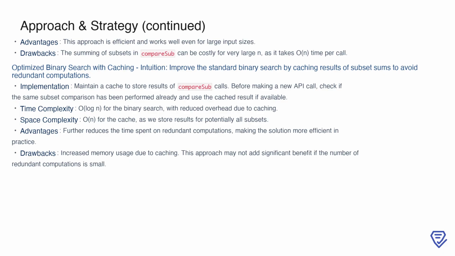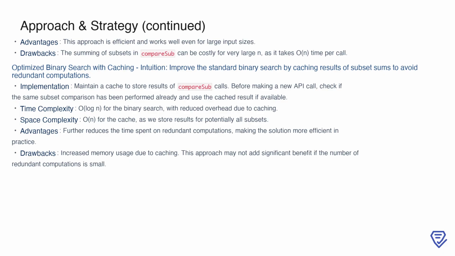The time complexity of this approach is O(log n), as the range is halved with each step, though the summation within CompareSub still incurs an O(n) cost per call. The space complexity remains O(1), as no additional storage is required. This method is highly efficient even for large input sizes. However, one drawback is that the summation in CompareSub can still be costly for very large n.